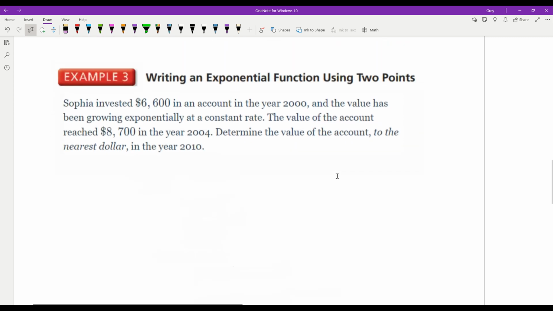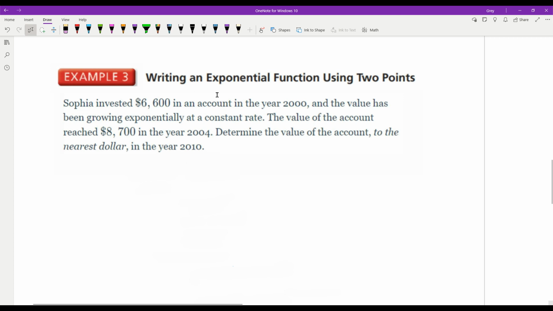Okay, example 3. Sophie invested $6,600 in an account in the year 2000. The value has been growing exponentially at a constant rate. The value of the account reaches $8,700 in the year 2004. Determine the value of the account to the nearest dollar in the year 2010. Okay, so similar to what we just did, but you just got to come up with the points.